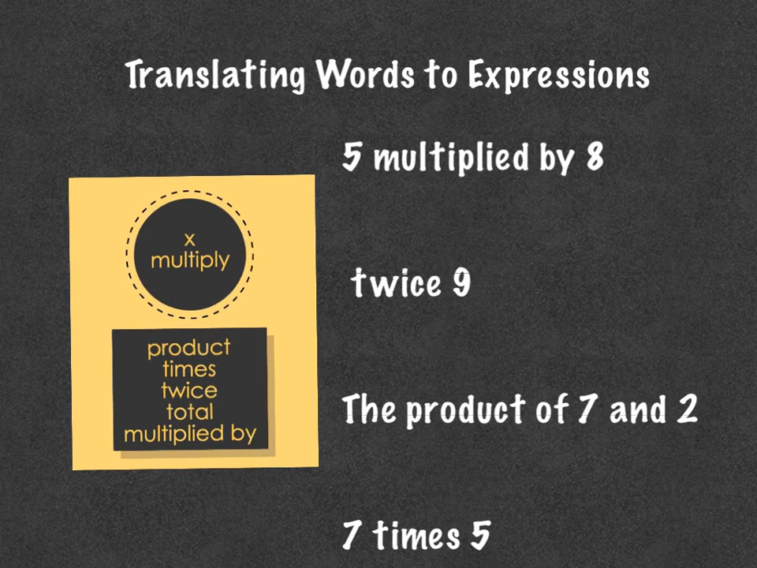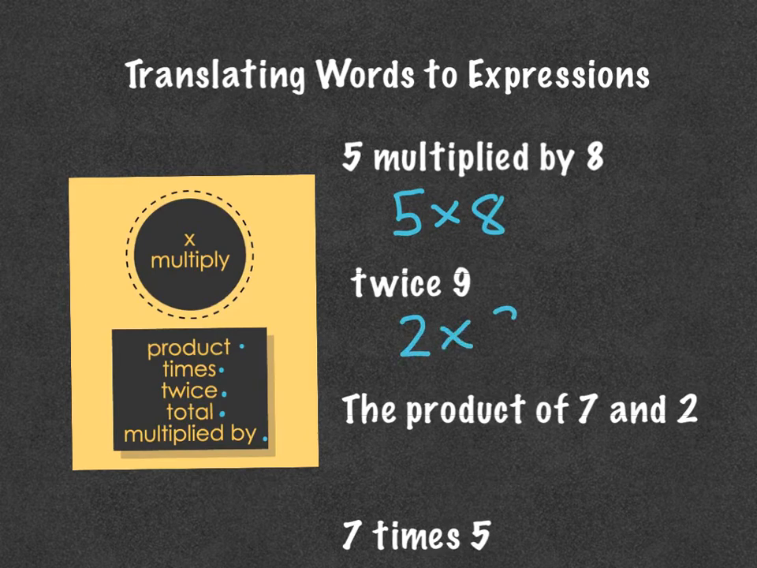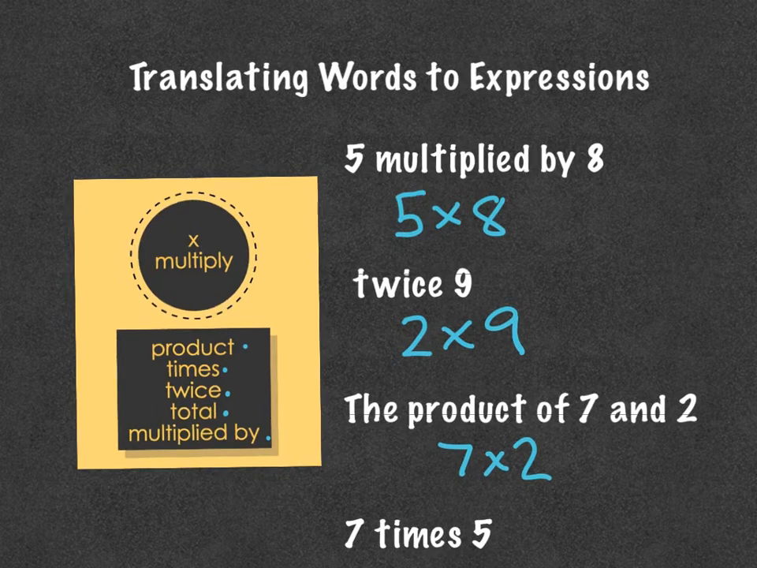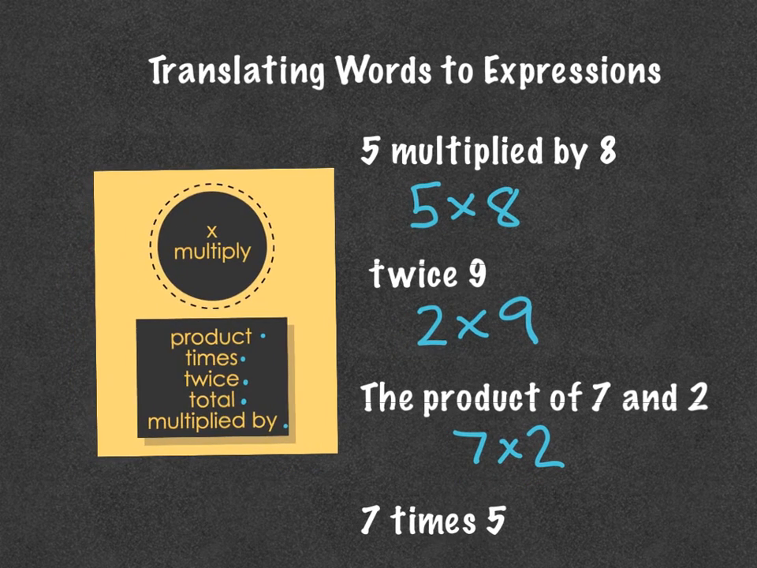Now we're on to multiplication problems. So we have product, times, twice, totaled, and multiplied by. So I've got some examples over here. 5 multiplied by 8, so 5 times 8. Twice 9, so twice is going to be 2, so 2 times 9, right? And then we have the product of 7 and 2, so 7 times 2. And then down here at the bottom we have 7 times 5, so 7 times 5.